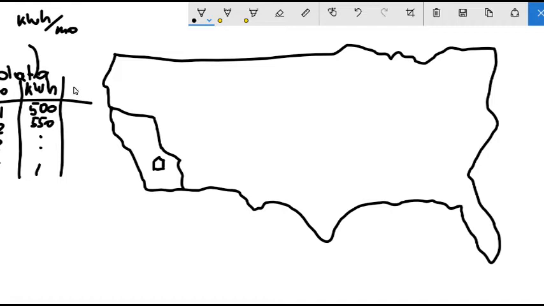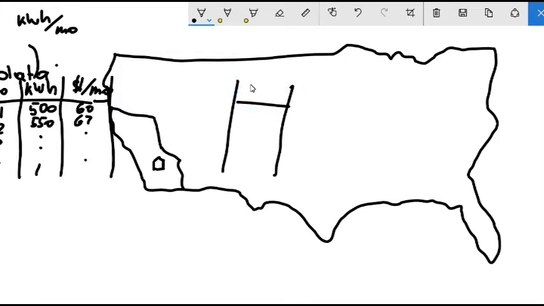Then we need how much you pay. Sorry, the cost is dollars per month, right? So maybe you find the billing statement. I'm now scribbling in there. Maybe you paid here $60, here maybe 67, and whatnot. And we're going to make out of these two columns another one, where I want you to get a feel of how many cents per kilowatt hour you're paying.